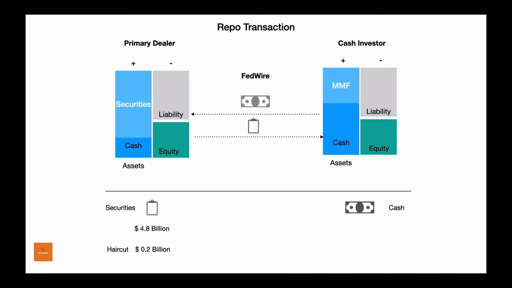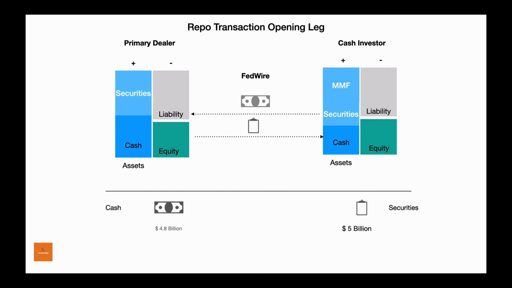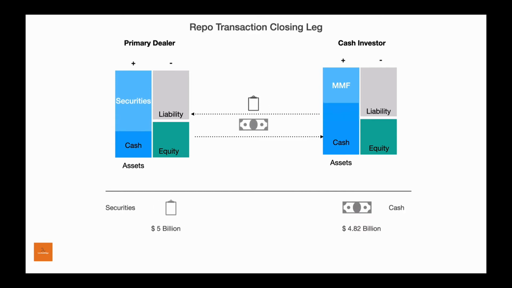In the opening leg of a repo transaction, the dealer receives cash in exchange of securities with the cash investor. In the closing leg of a transaction, the cash investor receives the cash and returns the securities. However, as you can note, the value of the cash returned is going to be higher than the value that was borrowed initially. In our example, it's going to be 4.82 billion, and the $0.02 billion is the difference which is paid as interest, and a repo rate can be calculated as shown.